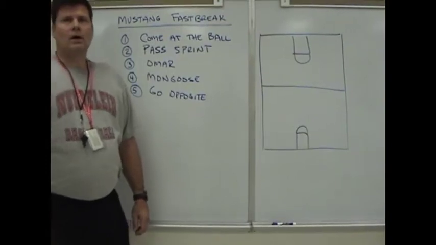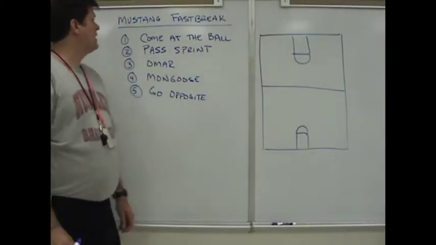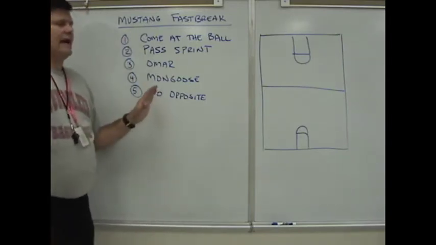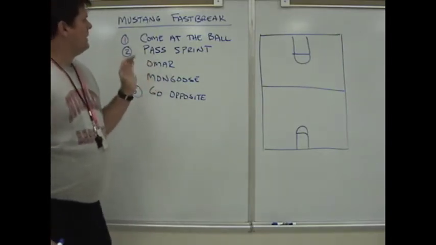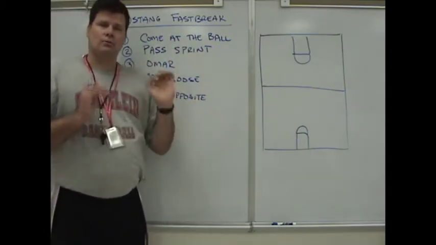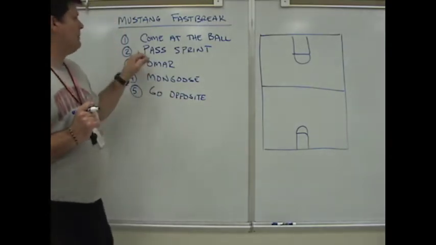Bingo. All right, what we're going to do right now is talk about the Mundelein Mustang Fast Break. In the Fast Break, there's a few things that we have to remember. Number one, we're going to talk about coming at the ball. The opposite wing always goes directly at the ball. We're then going to talk about the pass sprint.